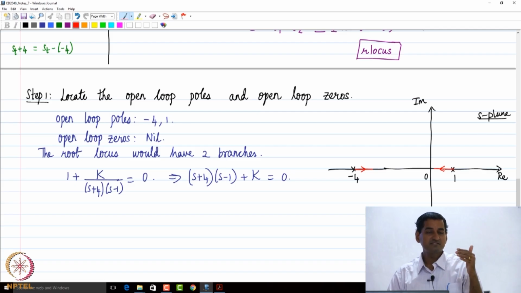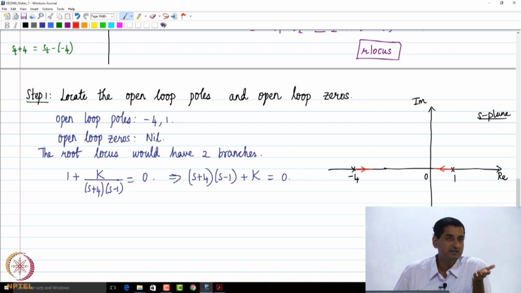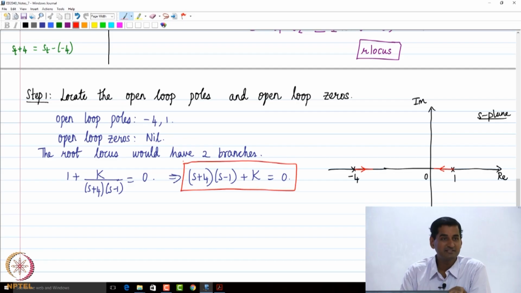Branch means it's just a locus of the closed loop pole as you vary k. Let's say you keep on plugging different values of k. Obviously, you are going to get different values of S in this closed loop characteristic equation. So the root locus essentially gives you a graphical representation of that. Because there are going to be two roots, as you vary k from 0 to infinity, how will those two roots evolve with k?